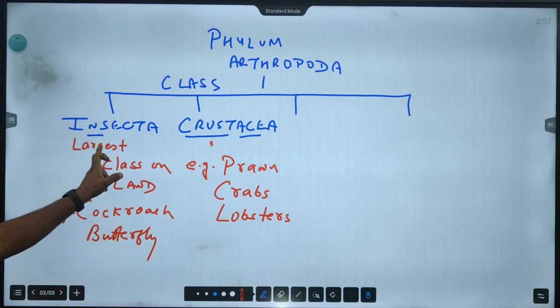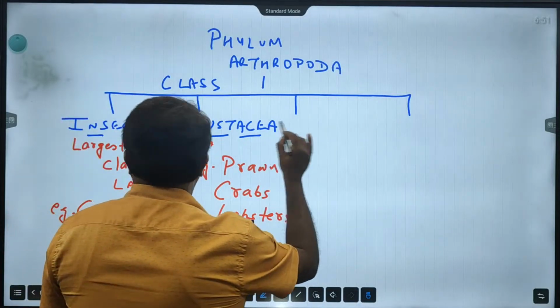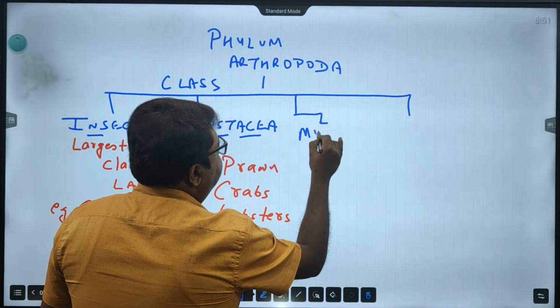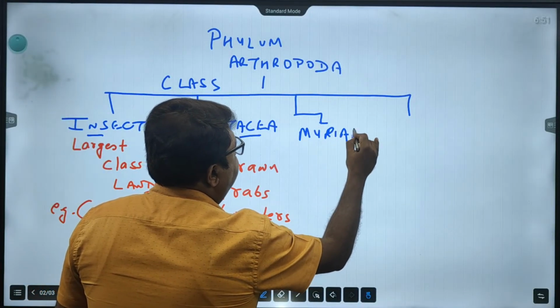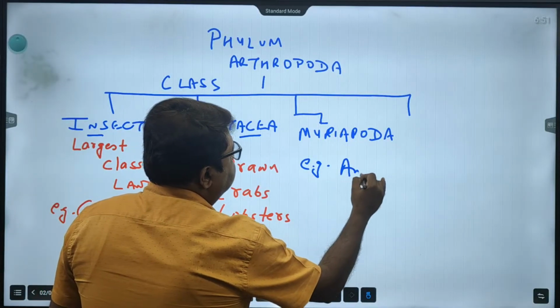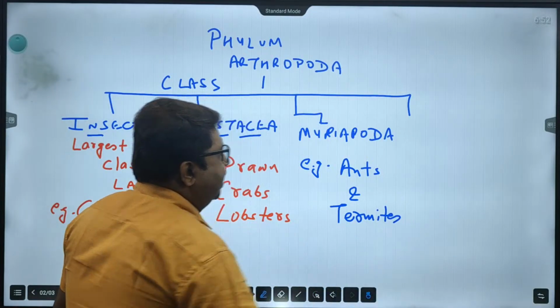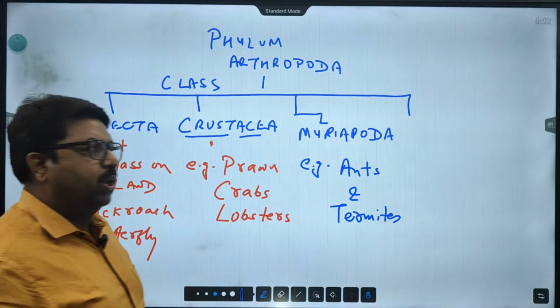So Crustacea is the largest class inside water. The largest class on land is the class Insecta. Next comes class Myriapoda. What is Myriapoda? Under Myriapoda, it includes ants and termites. Ants and termites are the examples of Myriapoda.